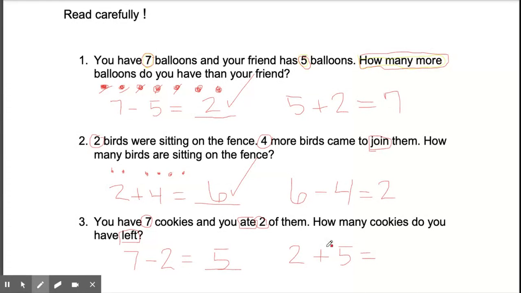All right? So if we look at this one, we got 2 in our head. 2, 3, 4, 5, 6, 7. 7 is our answer. Do all 3 of these numbers match these 3 numbers? Yes, so we know this one is correct.